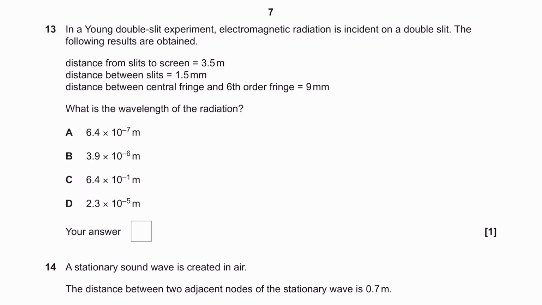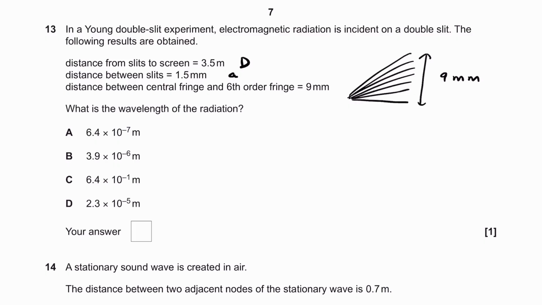So we've been given the distance between the slit and the screen, so we've been given the value of D, the distance between the central fringe and the 6th order fringe. So what they mean is basically if you had a central fringe and then you had 1, 2, 3, 4, 5, 6. So the distance between here is 9 millimeters.